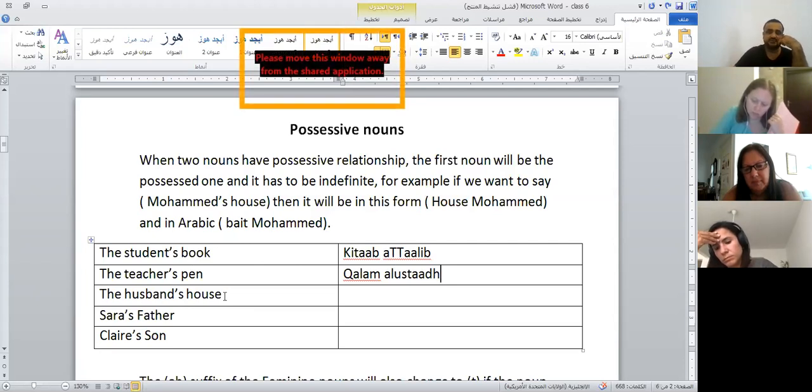The husband's house. Bait al-Zawj. بيت الزوج. ممتاز. بيت الزوج.